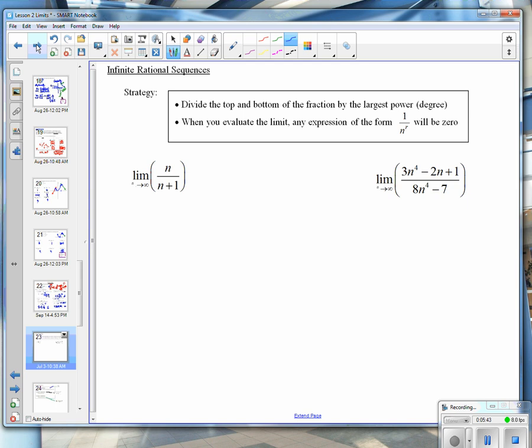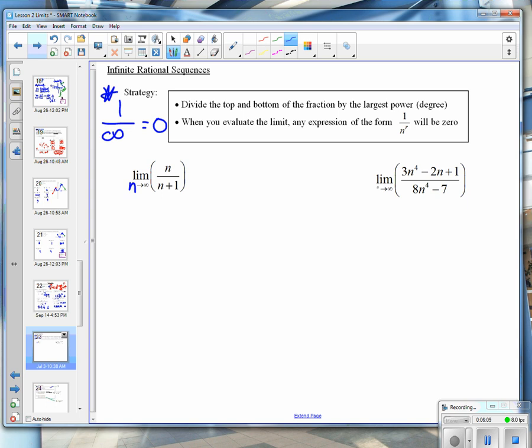And again, just remembering that 1 over infinity is equal to 0. This is that key on the last page that we want to remember. So if I look at this first example here, the limit as n is approaching infinity, and you're given an actual function here, n over n plus 1. How do we evaluate that? Well, take a look at the strategy here.